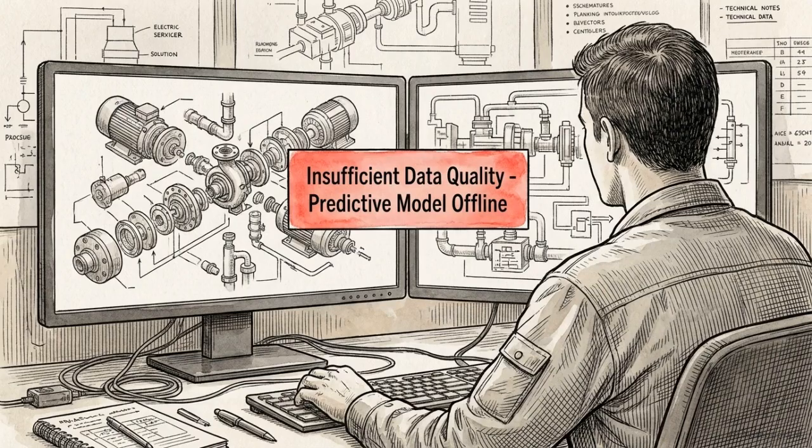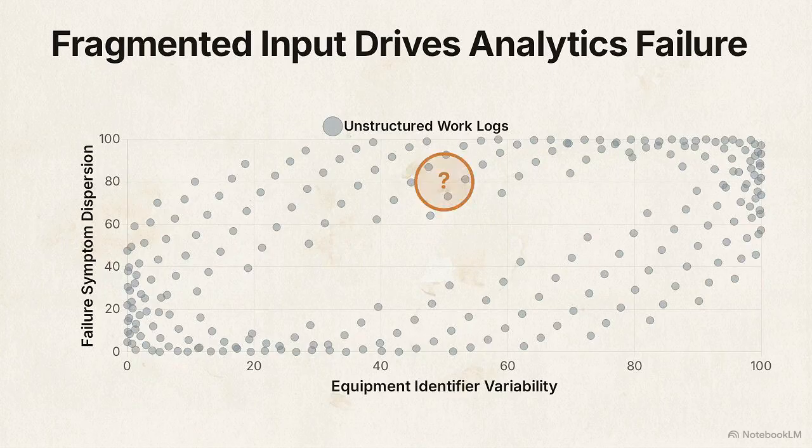Purchasing advanced predictive software cannot bypass this bottleneck. If the underlying data is fragmented, the model spends its processing power analyzing noise instead of finding patterns.